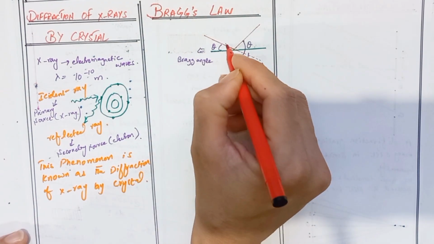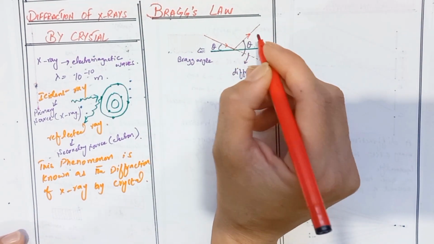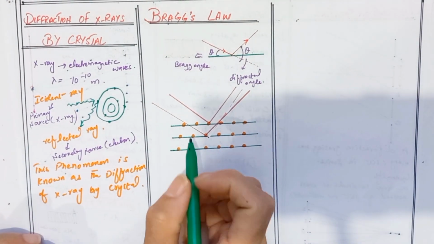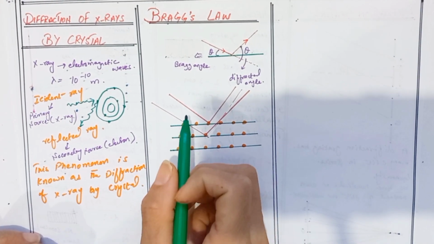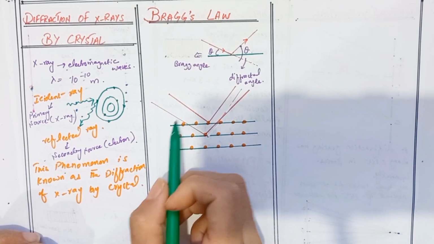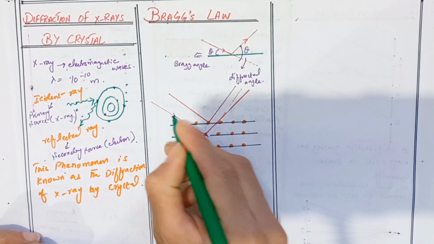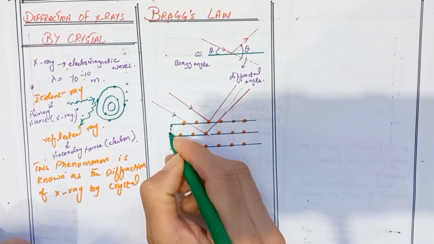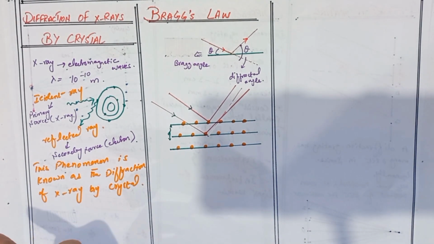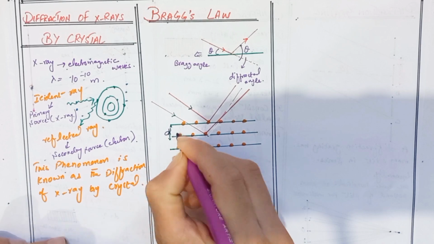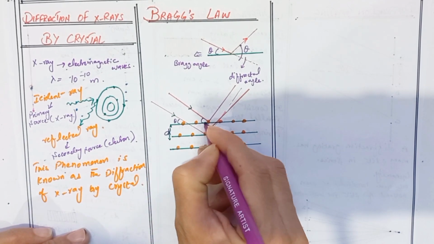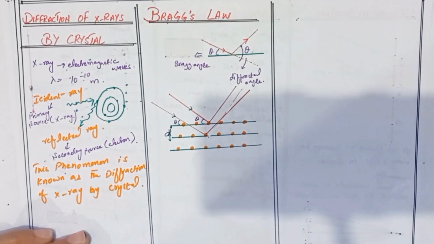Here the wave is incident on the crystal plane and it is reflected by the crystal plane. In a crystal, the atoms are arranged in parallel planes. X-ray is incident on the crystal in the form of a parallel beam. Let's suppose that the interplanar spacing between them is d. The X-ray is incident on this crystal at an angle theta.